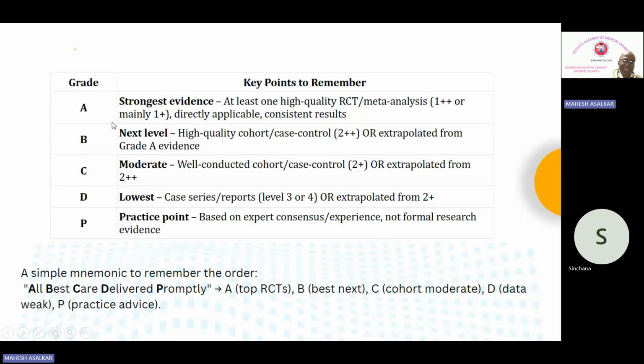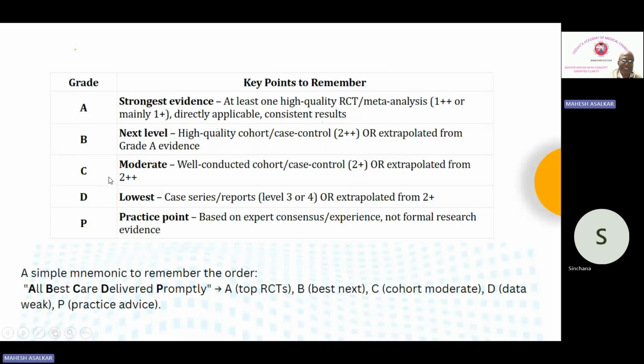Next level is grade B. It is a high quality cohort or case control studies which are rated as 2++, or it is extrapolated from grade A evidence. So here the studies we are getting are the case control and cohort. Here they were RCTs, here we are getting case control or cohort. They are labeled as 2++, and it can be extrapolated from this.